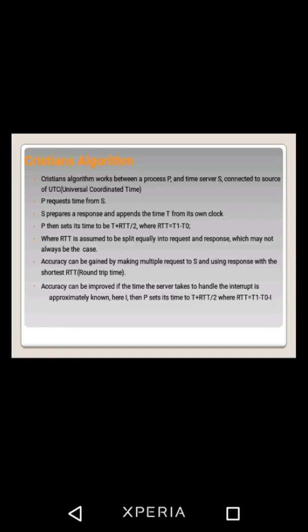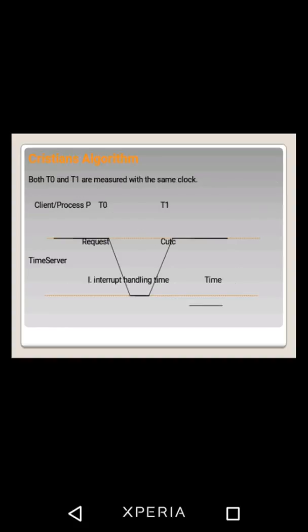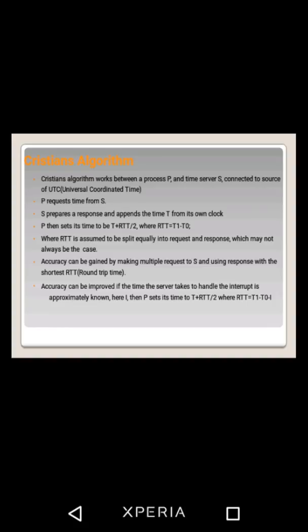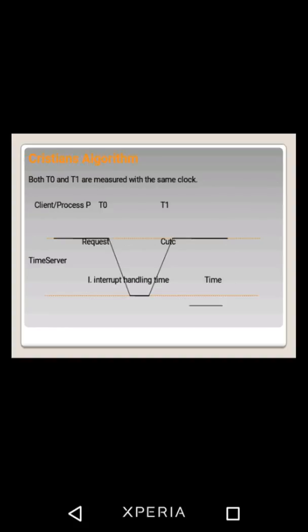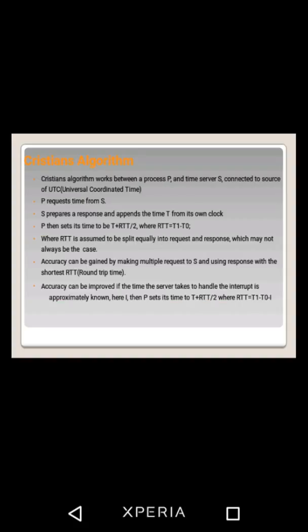But some time might be required for processing the response. So P sets its time to T, which is the response sent by the time server, plus RTT by 2, where RTT is the round trip time, that is T1 minus T0. Here RTT is assumed to be split equally into request and response, which may not always be the case.